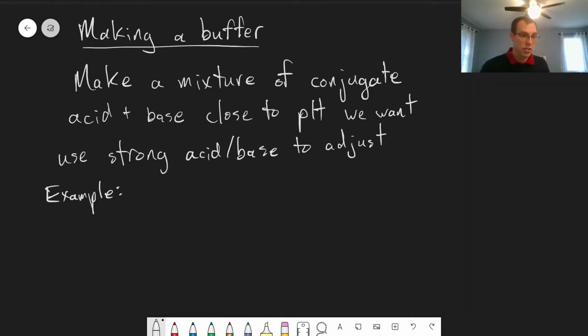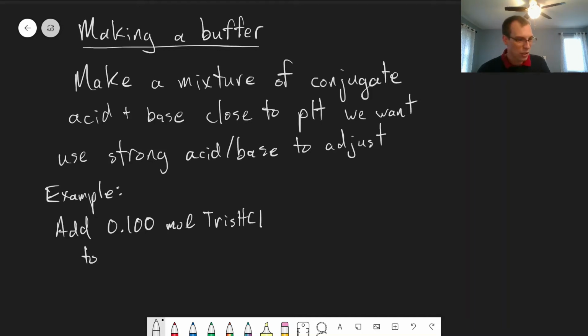let's say we're making a tris buffer. We add about 0.1 moles of a salt of tris. So tris HCl, that's a chloride salt of tris H+. Say we want to make 1 liter. So we add it to about 800 milliliters of H2O. Maybe this is in a volumetric flask, just not filled up all the way. And then we will measure the pH.